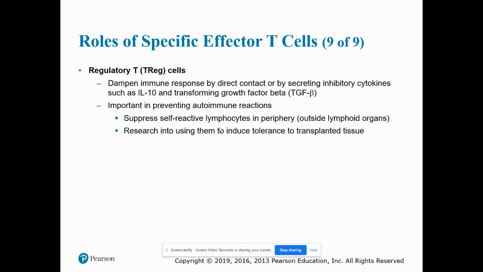T regulatory cells dampen the immune response by direct contact or by secreting inhibitory cytokines such as interleukin 10 and transforming growth factor beta. Important in preventing autoimmune reactions. Remember, again, autoimmune is when the body is attacking itself. It suppresses self-reactive lymphocytes in the periphery. And then there's some research into using them to induce tolerance to transplanted tissue.